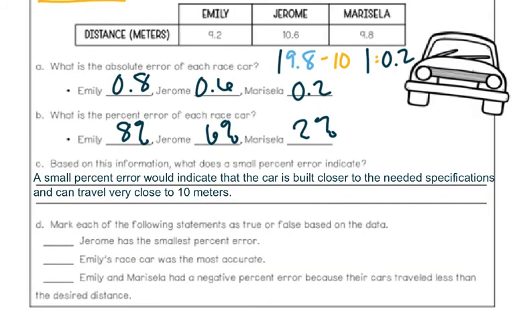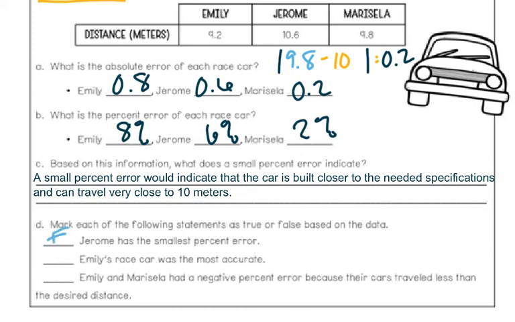Next, we'll look at these statements and, using our percent error, determine if they are true or false. The first statement says Jerome has the smallest percent error. So looking back at my part B, it looks like our percent error for Emily is 8, Jerome is 6, and Maricela is 2. So Jerome does not have the smallest percent error.